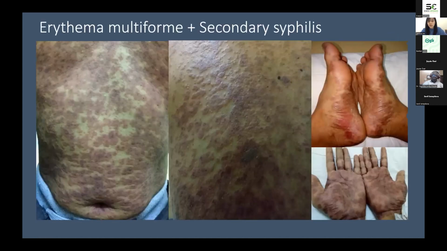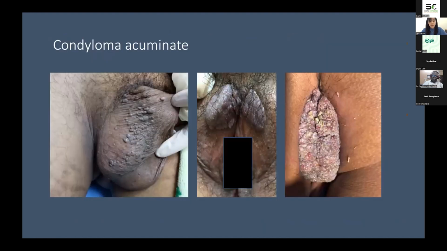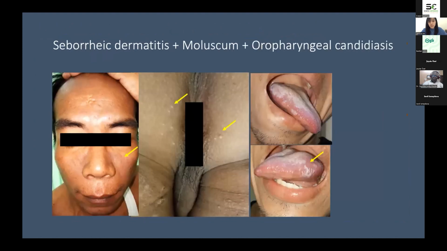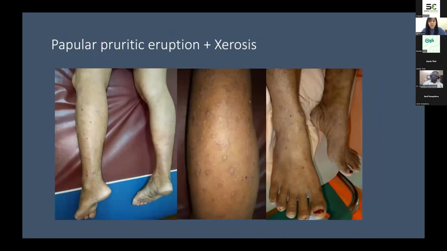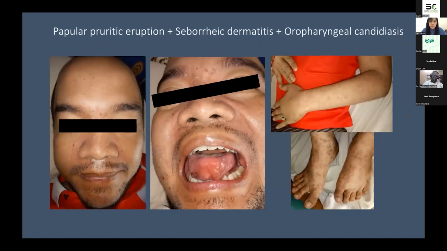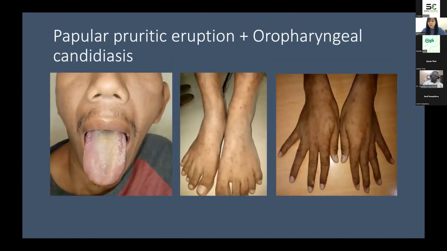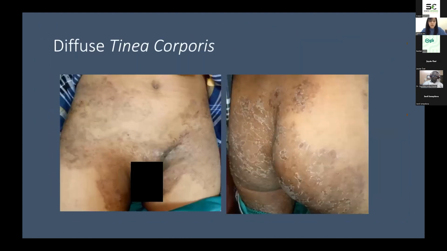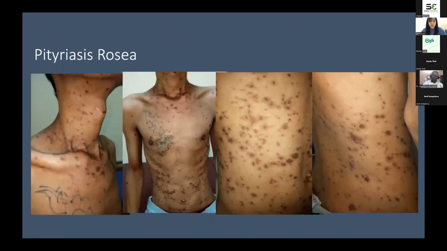I will show some of my patients, as we have documentation. These are erythema multiforme with secondary syphilis in a new HIV patient. This is a condyloma acuminata, severe seborrheic dermatitis with molluscum, and oropharyngeal candidiasis. This is a papular pruritic eruption in a cirrhosis patient. Papular pruritic eruption and seborrheic dermatitis and oropharyngeal candidiasis. Papular pruritic eruption with oropharyngeal candidiasis. Diffuse tinea corporis and pityriasis rosea in an HIV patient.